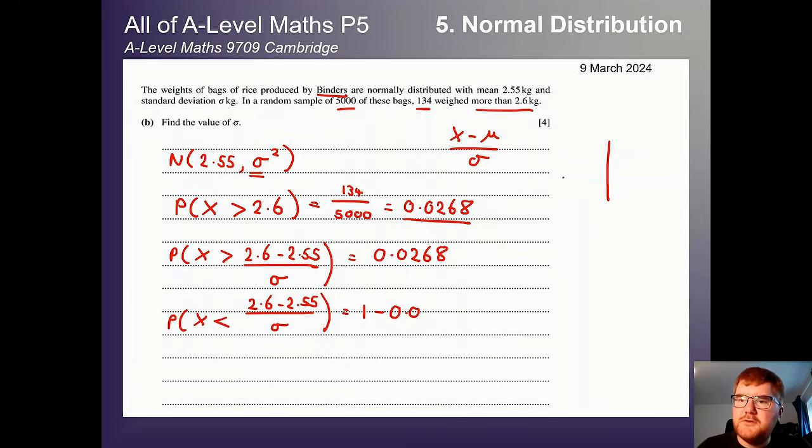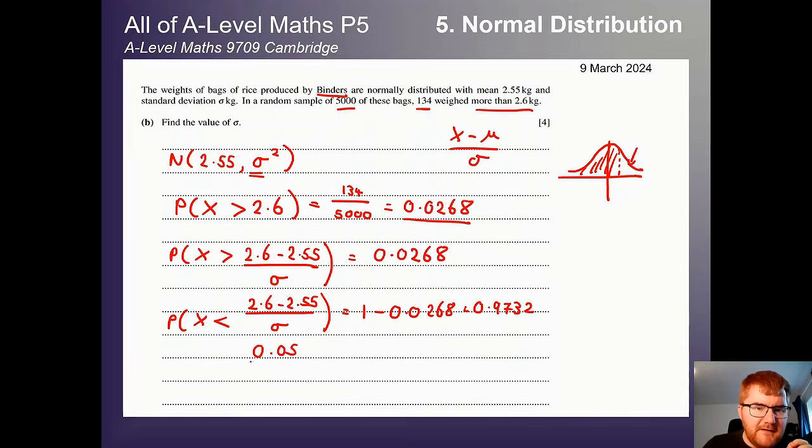Remember, you think about a normal distribution. If we're up to here and we're looking at this part, if I want to reverse the sign, well, I just need to do 1 minus what this part was before. So if I do that, so 1 minus 0.0268, watch out for this, you get 0.9732. And this is where we use the table in a slightly different way. If we simplify this down, we get 0.05 over little delta.